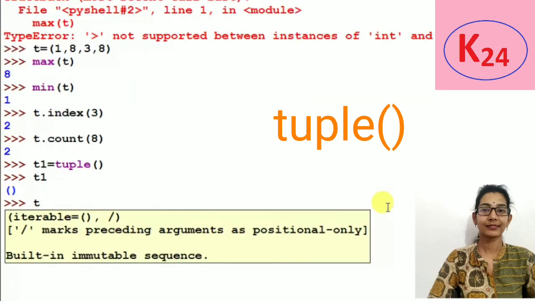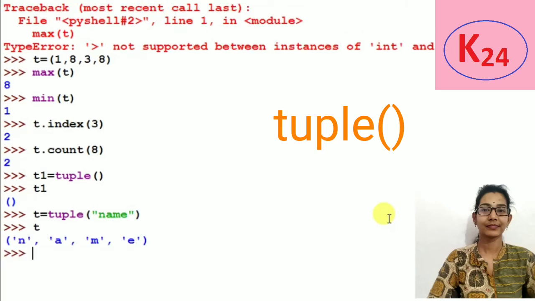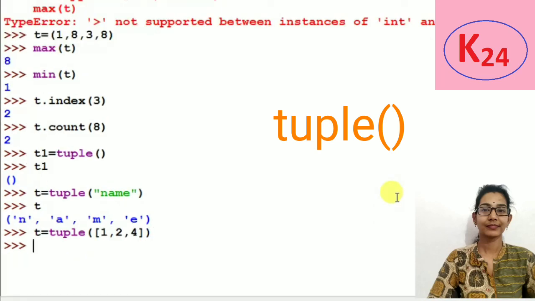Now if we want to create a tuple from a string like t equal to tuple, and in this we pass the string as name, then we write t and press enter. So it will give the value as name, means there are 4 elements in tuple. Now the next is create a tuple from a list. For example, t equal to tuple, and in this we pass a single list in which we have 3 elements 1, 2 and 4. Now we will write t and then enter. So it creates a tuple with 3 elements 1, 2 and 4.